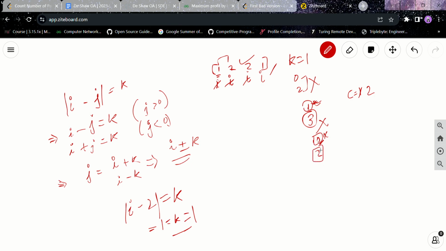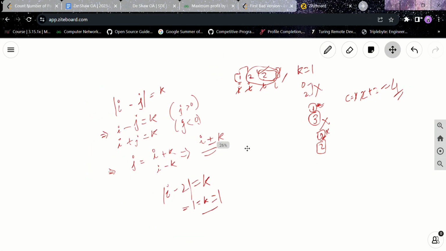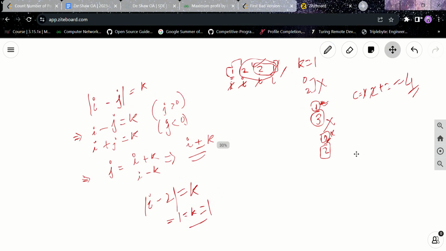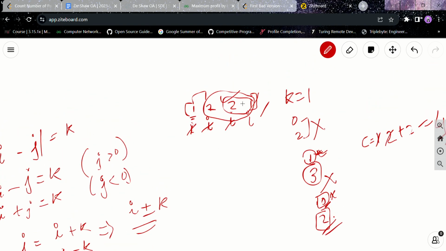Now do we have 2? Yes, we have 2. And how many times is 2 appearing? 2 times. That means we got 2 pairs, one with this one and one with this one. So we increment our counter by 2, means 2 plus 2 equals 4. So 4 was our answer. But we need to check if 2 is visited or not. How will we check if 2 is visited? Also we need to check if 2 is present one time or two times.